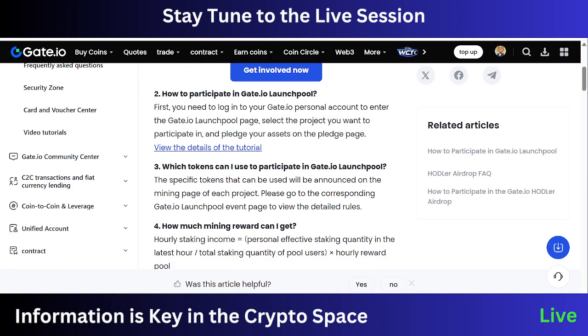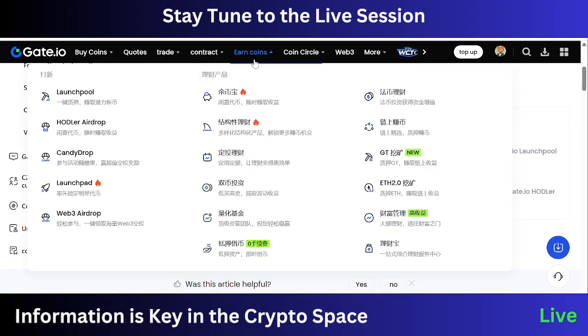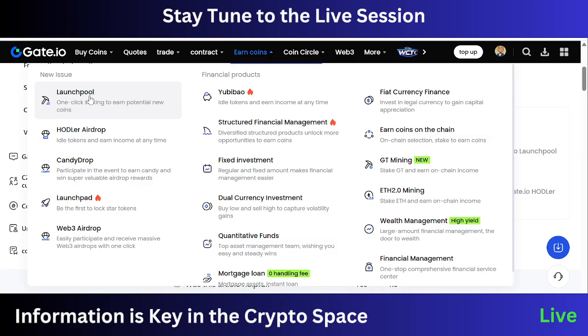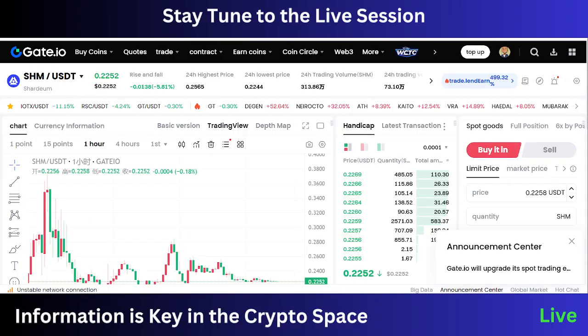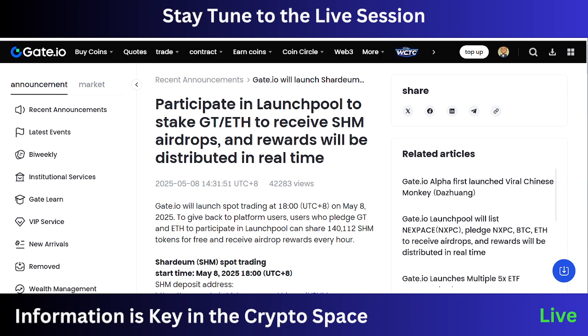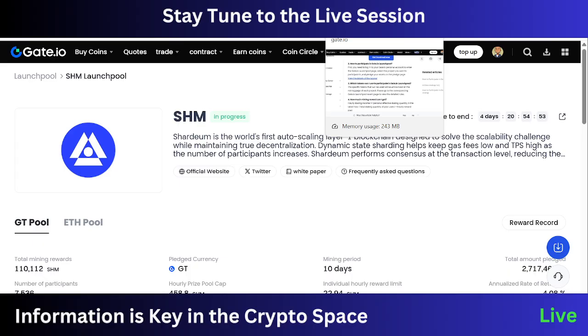First, you need to log in to your Gate.io personal account. Then you navigate to the Launchpool page. You find the Launchpool page, okay, you see the coin. Then you select the project, just the way I showed you earlier. Select the SHM project by clicking on it, for example.